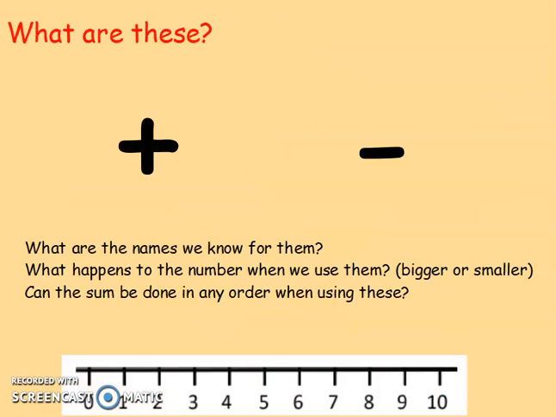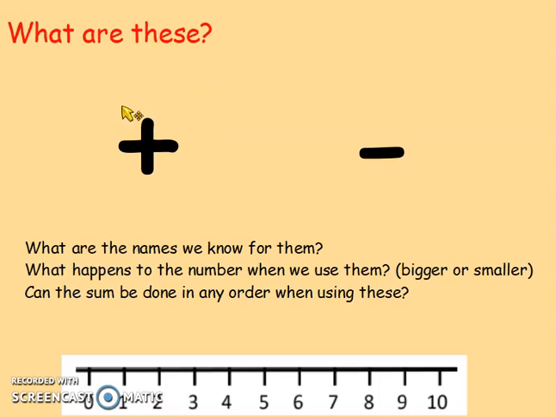What are the names for these symbols? You should be really good at this by now. This symbol is add. This symbol is take away. And what happens to the numbers when we use them? When we use add, the numbers get bigger. When we use take away, the numbers get smaller.